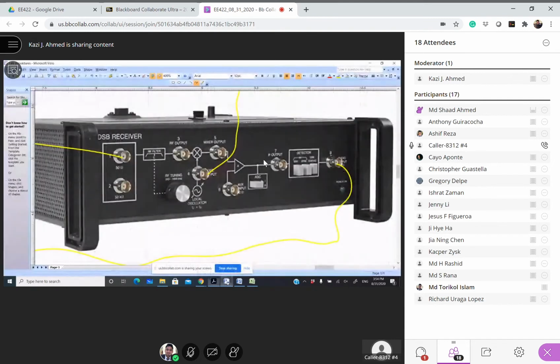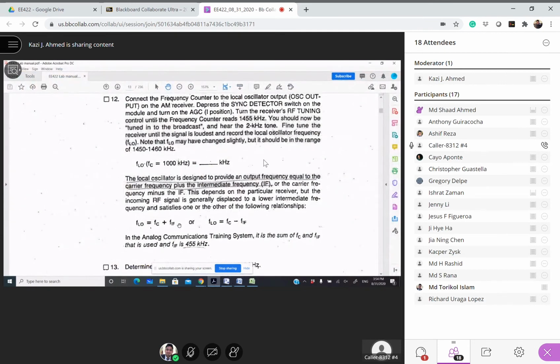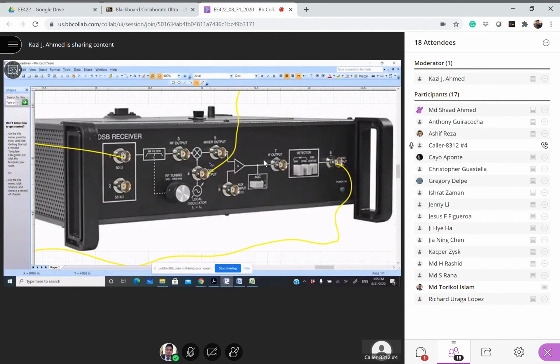Now I may ask: if the local oscillator is not 1455, what will happen? As you see here, FC is 1000 kilohertz and FIF is 455. So to hold this relation, FLO, the local oscillator, has to be 1455. But if what we generate here is not equal to 1455, what is going to happen?